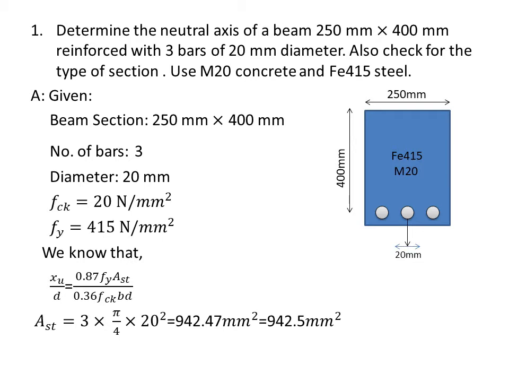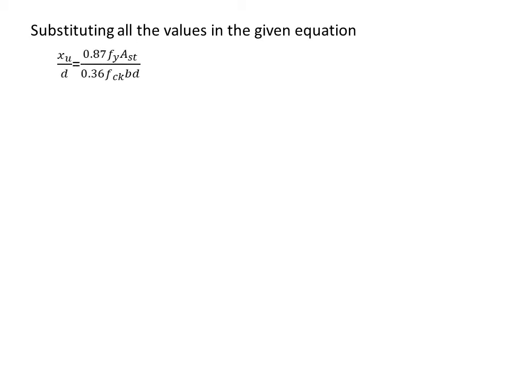When we see the front view of this beam, that is a section, we see that it's a circle. What is the area of the circle? Pi r square or pi d square by 4. That is the area of one steel bar. We have 3 steel bars here, so when we multiply, we substitute all the values in the given equation. This is the given equation: XU by D is equal to 0.87 Fy AST by 0.36 FCK BD.